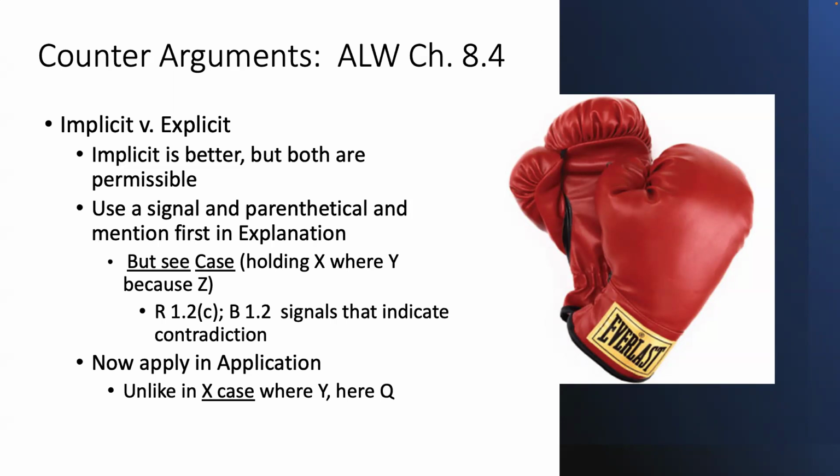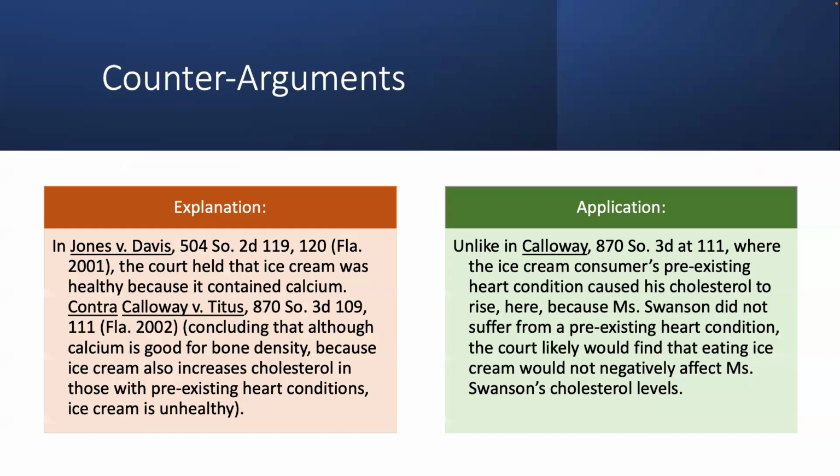And if you determine that Mr. Jackson is a licensee, this case will never come about. It seems silly to tell me what Walridge is going to argue. Instead, just use the law. You can do that by using a signal and a parenthetical in your explanation to show law that goes against you, and then apply that case in your application. So what does that look like?